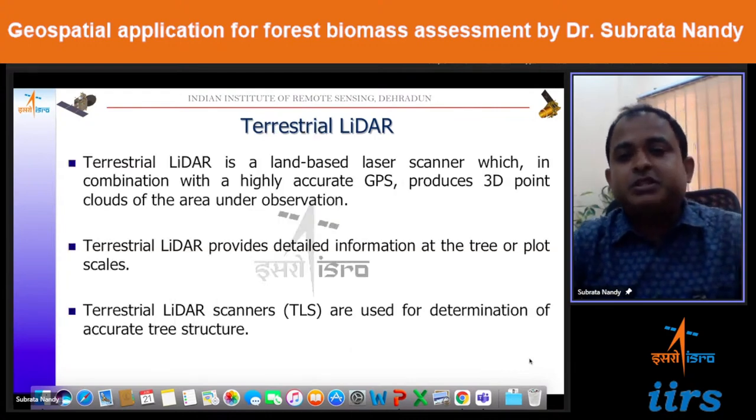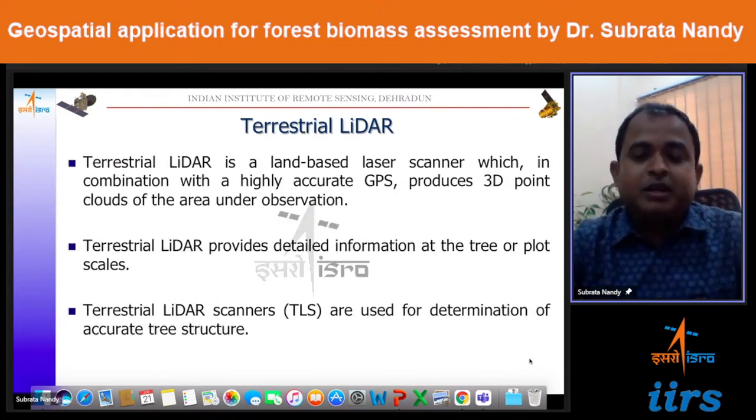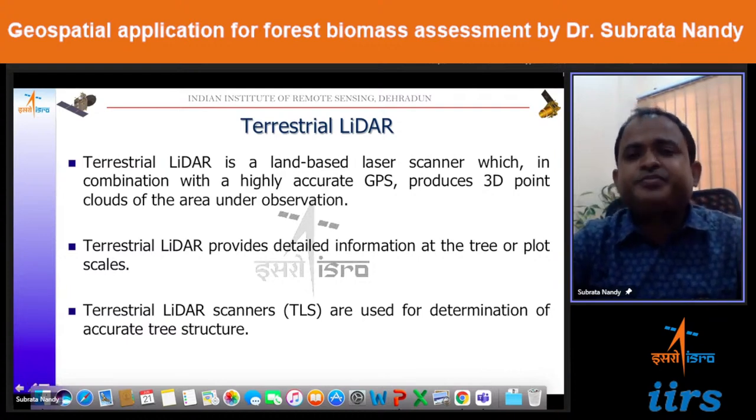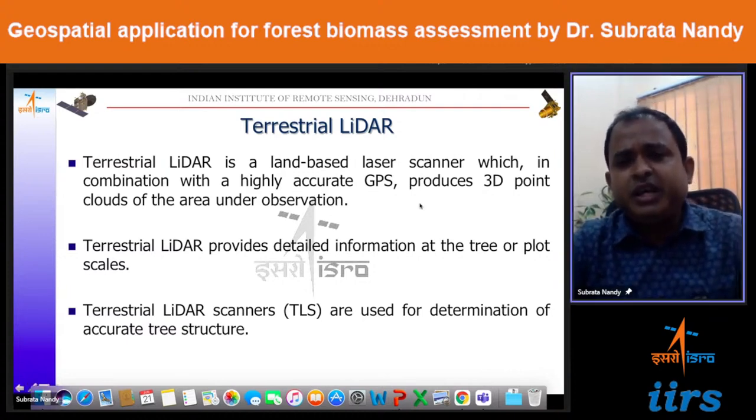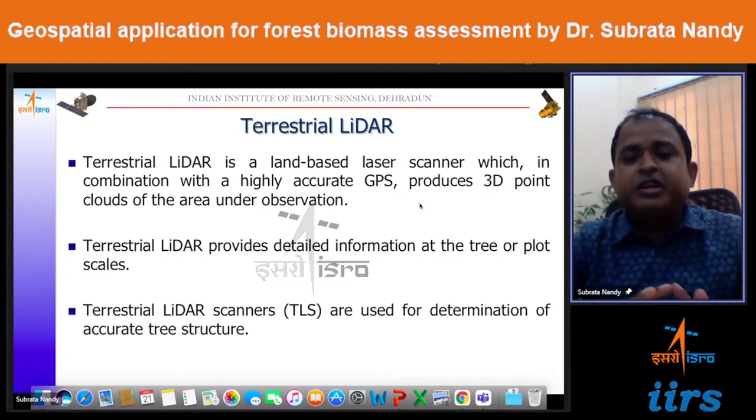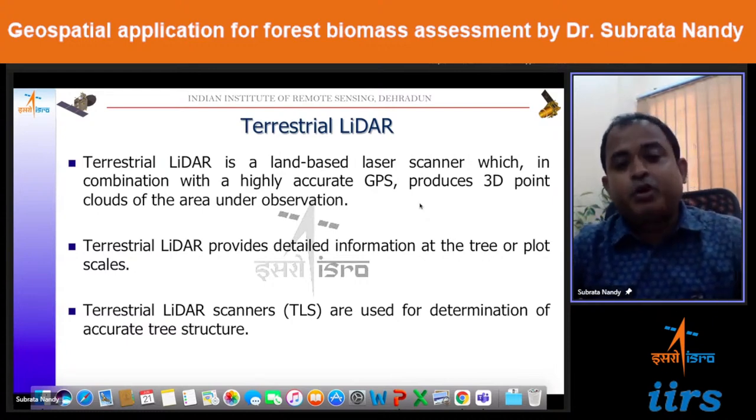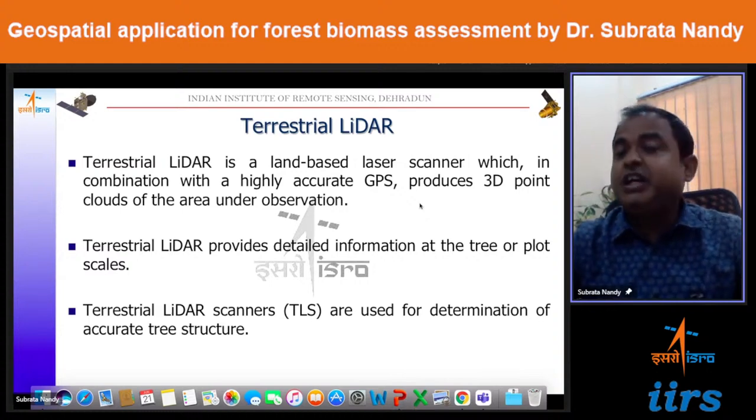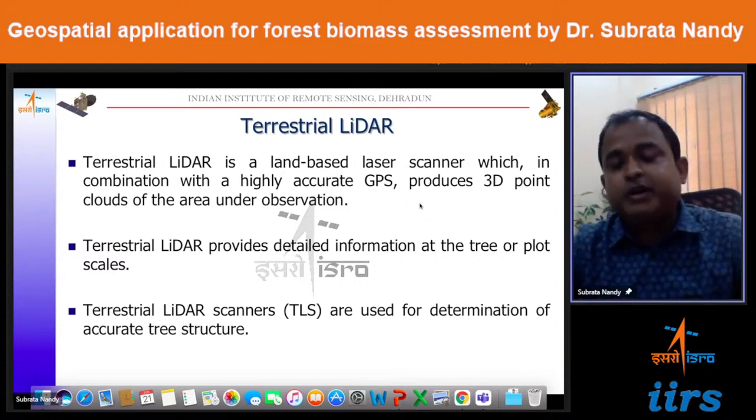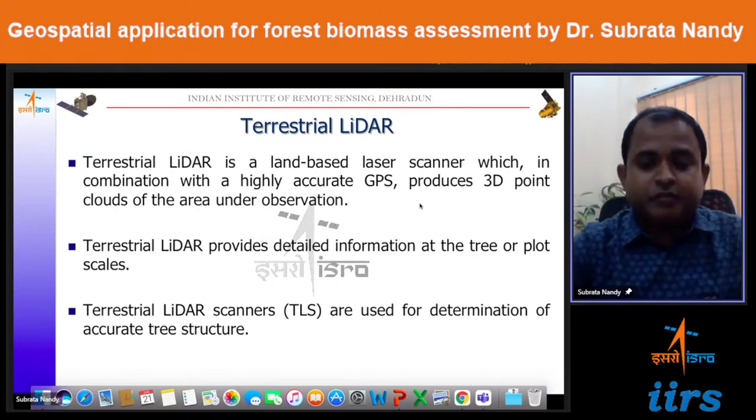Now, a terrestrial laser is basically a ground-based laser instrument. Here you have a laser instrument, and it is basically used for getting accurate tree structure. So it can be used at tree level or plot level. Detailed information of the tree or plot, it gives this kind of information.